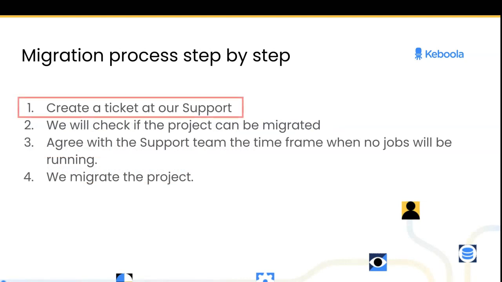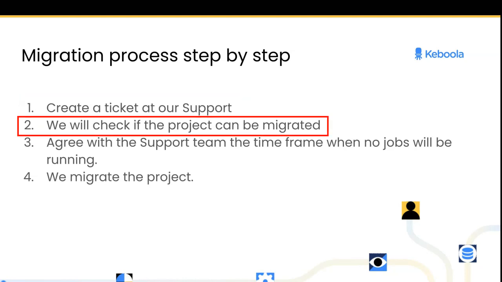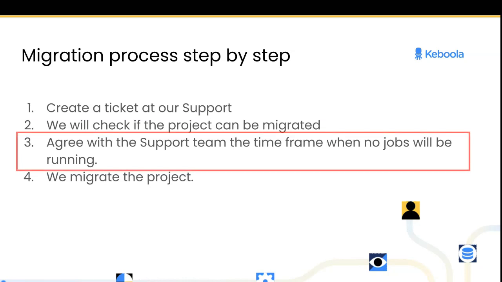As you can see, it's quite easy. First of all, you will need to create a ticket at our support and request that we migrate a given project. We will check if the project can be migrated. In case we anticipate any complications, we will solve the situation with you on a case-by-case basis. Then you will need to agree with the support team on a date and time when no jobs will be running. That will be the time frame for the migration to the new queue.